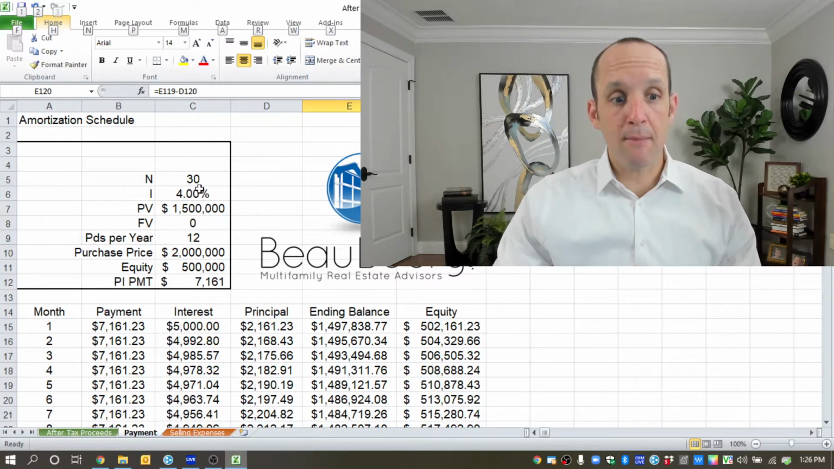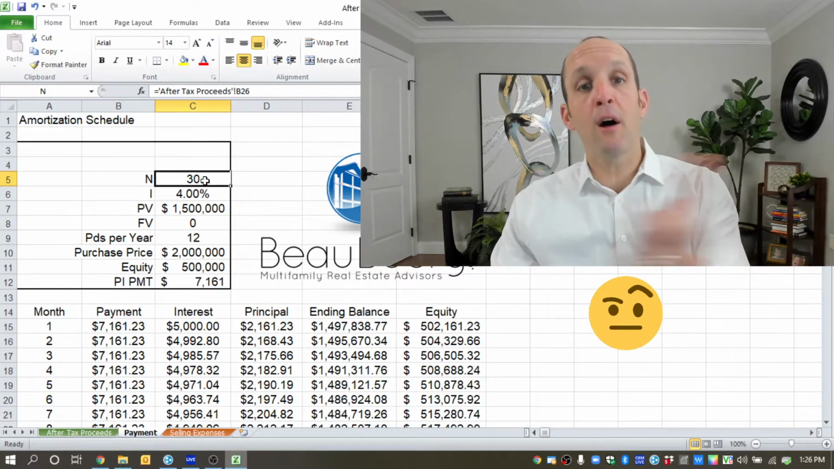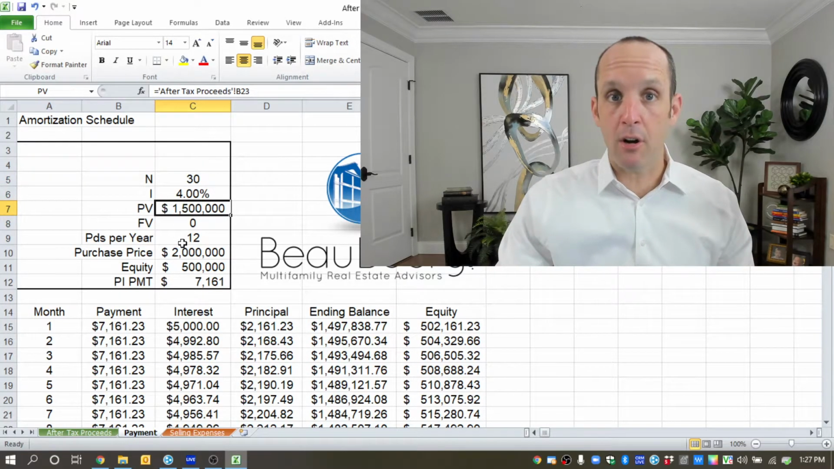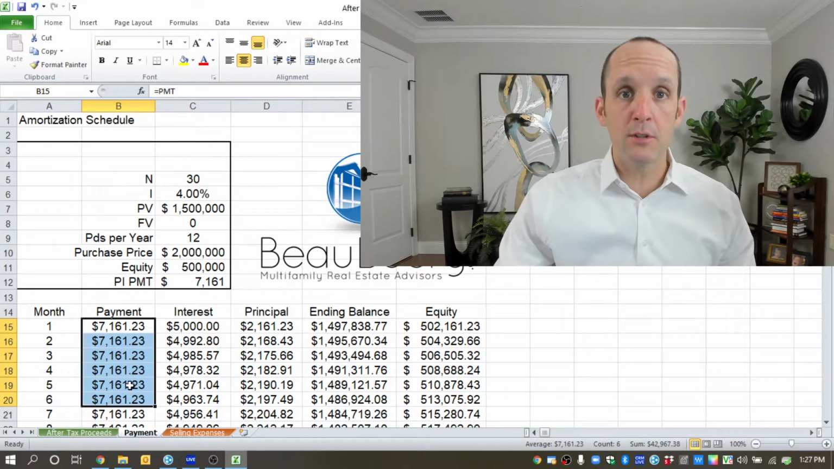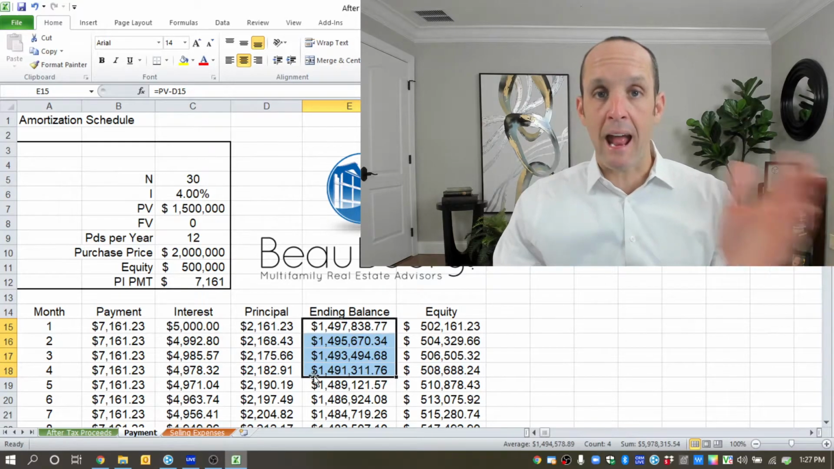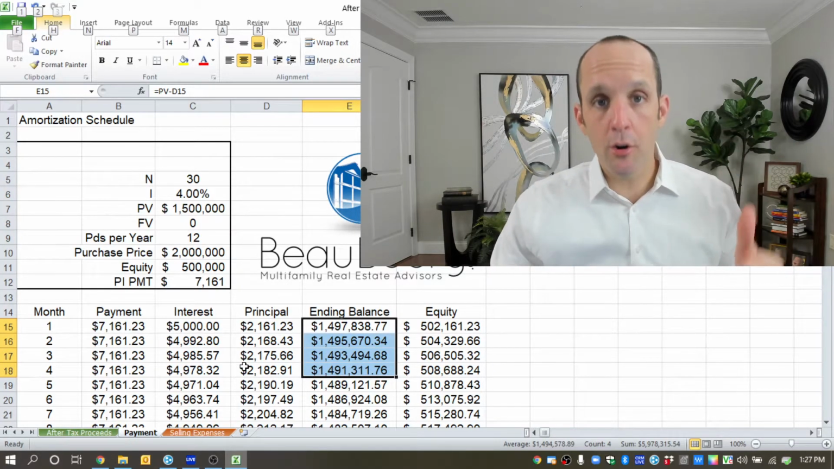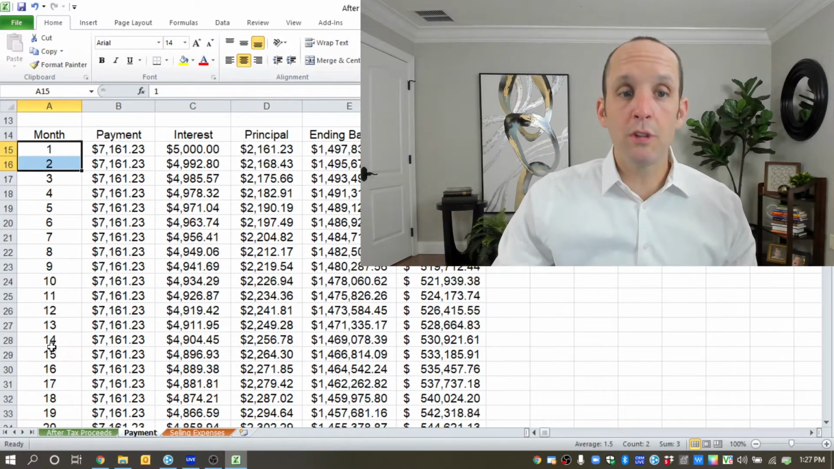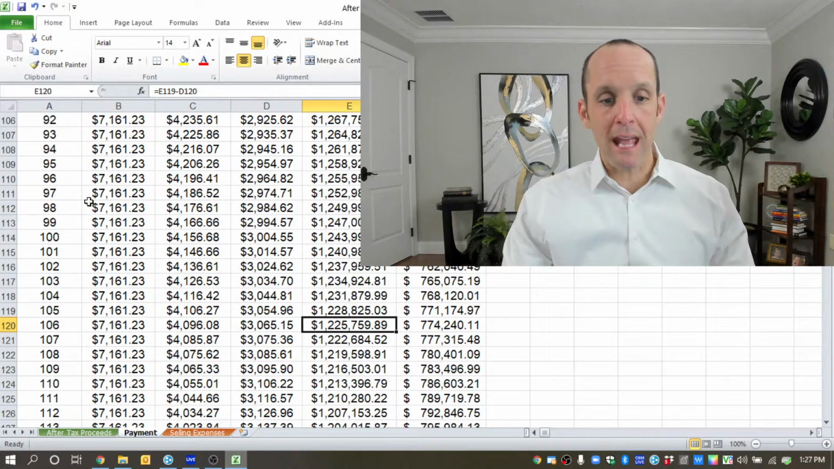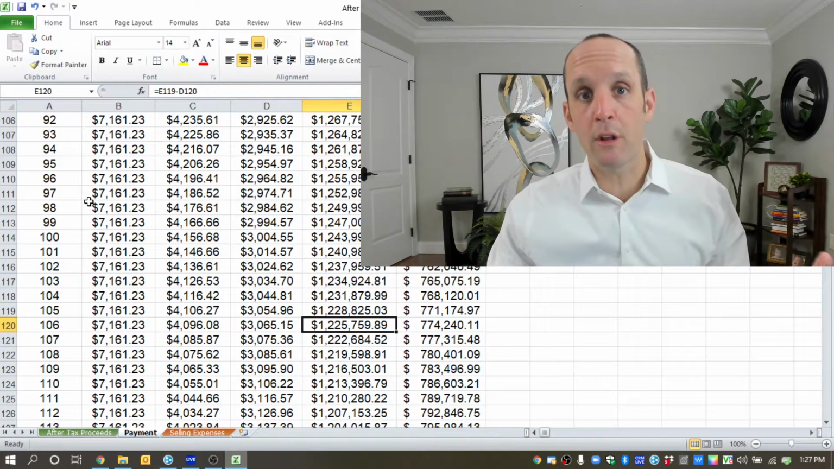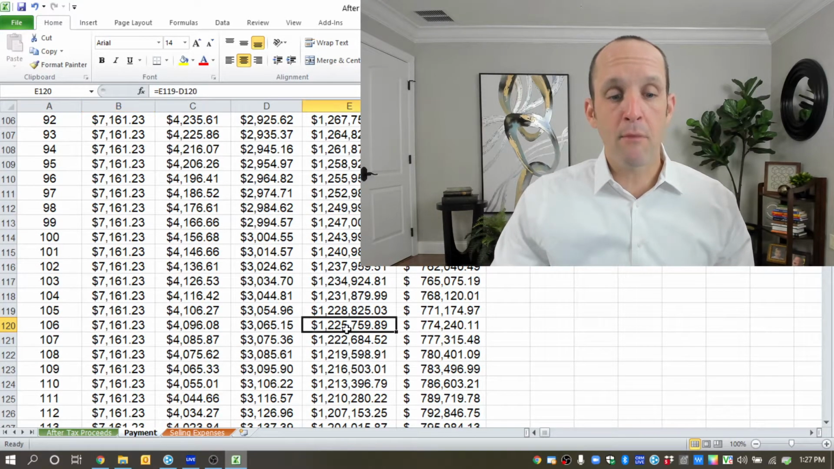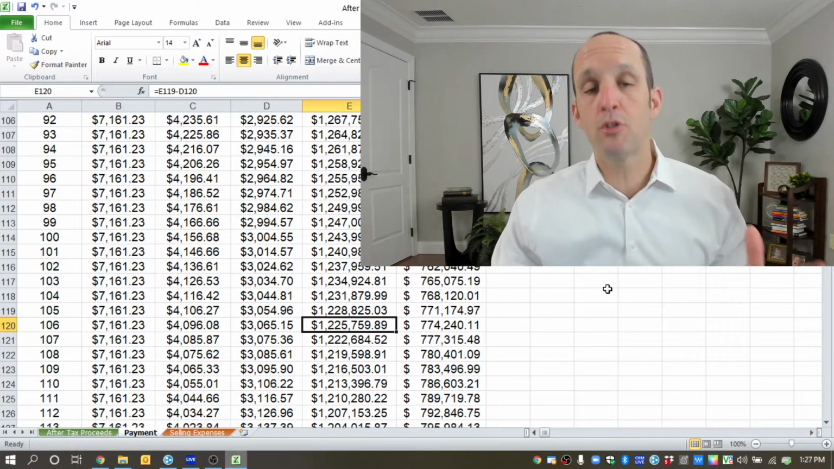So the payment tab is of course feeding from the after tax tab. So it's got the 30-year amortization at 4% and $1.5 million loan. Here's our full principal and interest payments, interest portion, principal portion, and ending balance portion after each year. Now we held this 106 months. So we need to go to the 106th payment, which is right up here, and go over to the ending balance, and now we have the $1,225,000. So we made 106 payments of $7,100 a month and went from $1.5 million mortgage to $1,225,000.